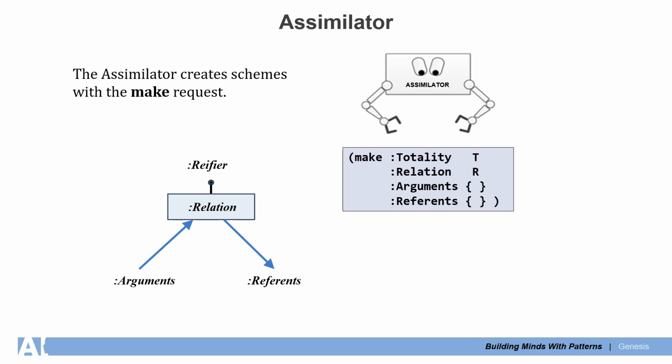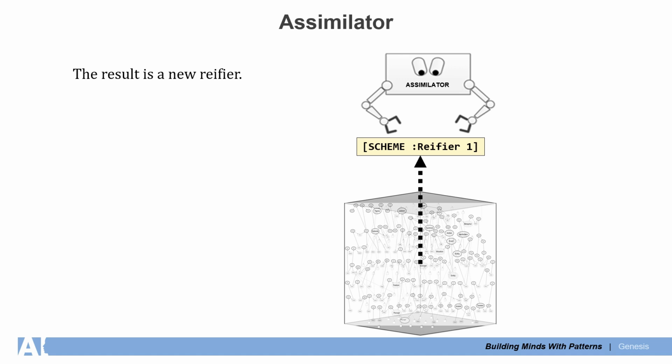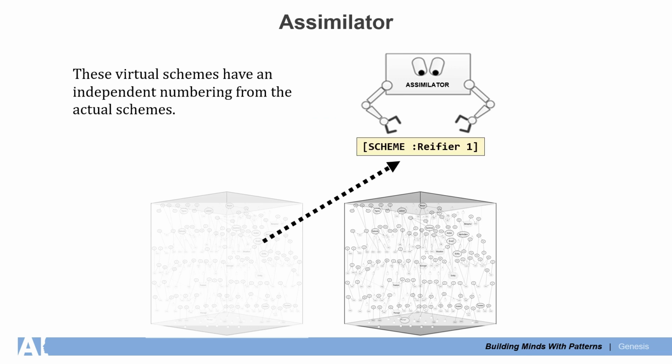So the assimilator creates schemes with the make request. For the make request, any or all arguments may be omitted. If nothing is provided, then the default is to create an empty scheme in the actual totality. The result is a new reifier. If another request is given, a new scheme is created. Certain schemes called facets, for example, traits of features such as scenes, are needed for associative recall but do not need to be stored in the actual totality. Facets are best generated in the virtual totality. These virtual schemes have an independent numbering from the actual schemes.